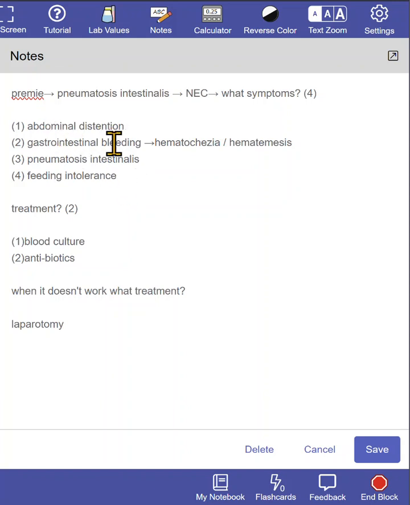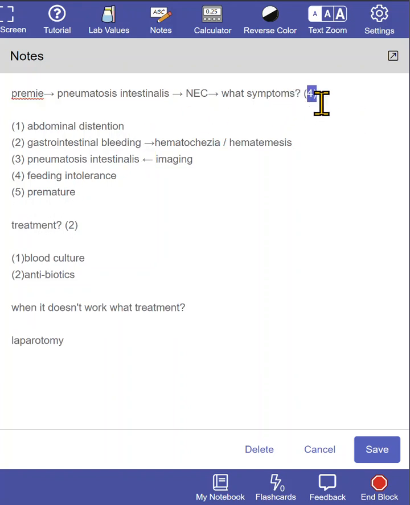So you have pain in your abdomen, gastrointestinal bleeding. You have it either in your feces or in your throw up, which is hematochezia and hematemesis. Then you have pneumatosis intestinalis on imaging. And then you have feeding intolerance. So this picture in a premature child should tell you that you're dealing with necrotizing enterocolitis.